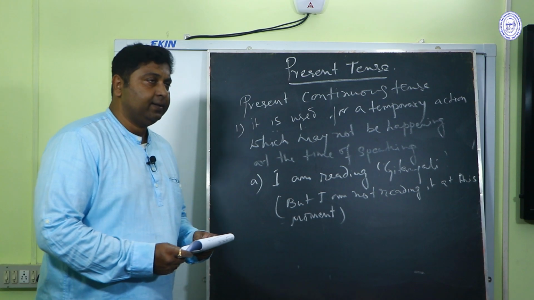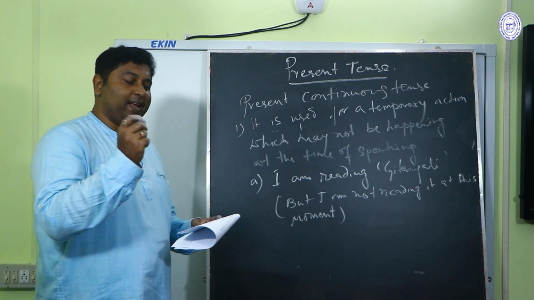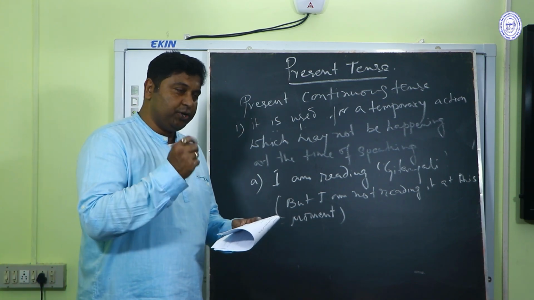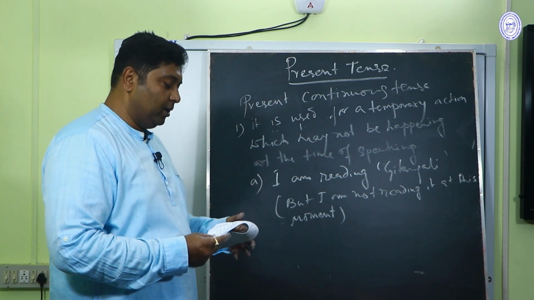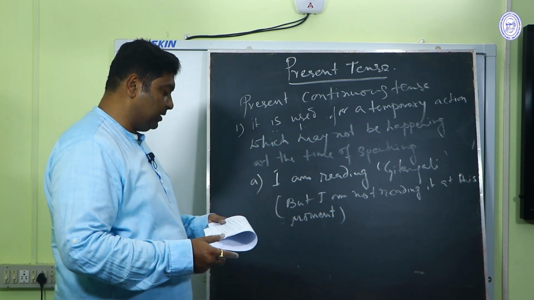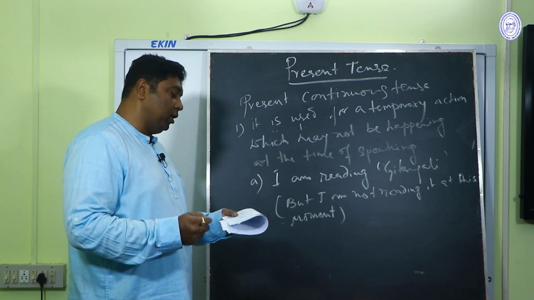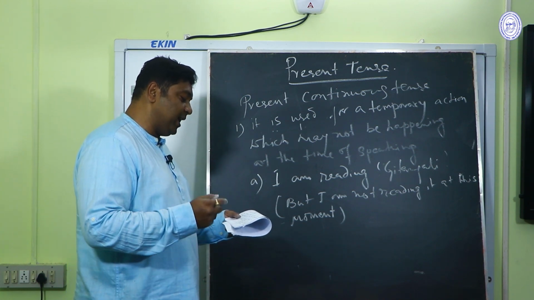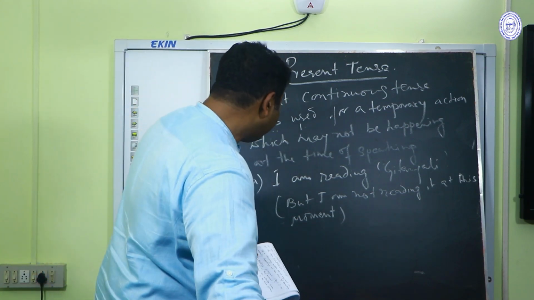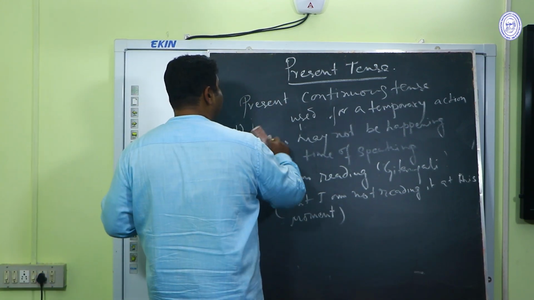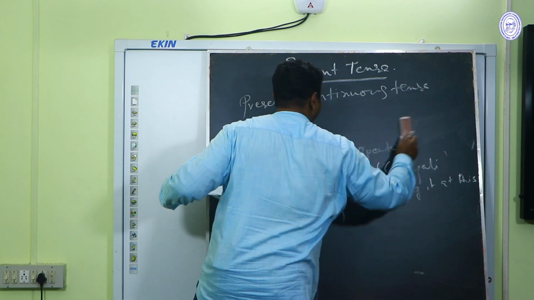Another place wherein we may surely find the use of the present continuous tense is for an action that has already been arranged to take place in the near future. An action which has already been arranged to take place in the near future.